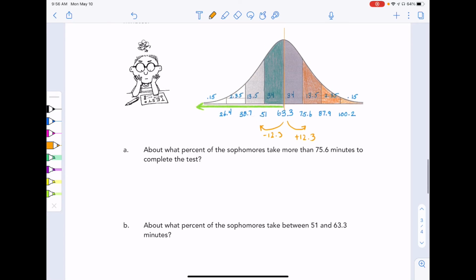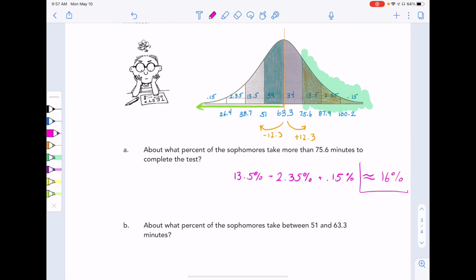Part A says, about what percent of sophomores takes more than 75.6 minutes to complete the test? So here's 75.6. We want everything larger than that. That means we are going to add 13.5% plus 2.35% plus 0.15%. And that's approximately 16% of the students will take more than 75.6 minutes to complete this test.